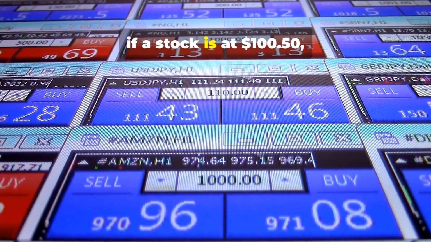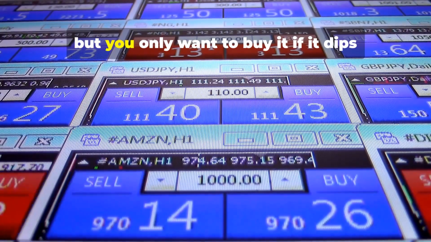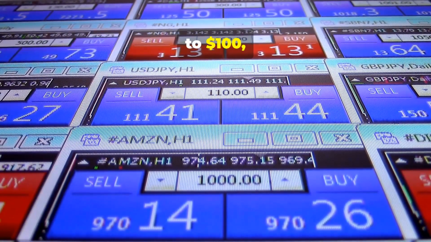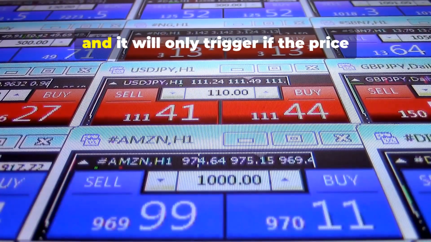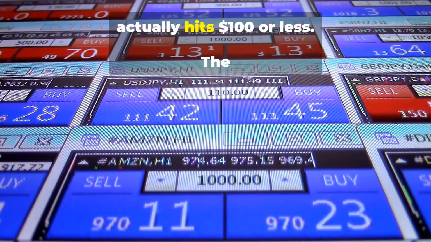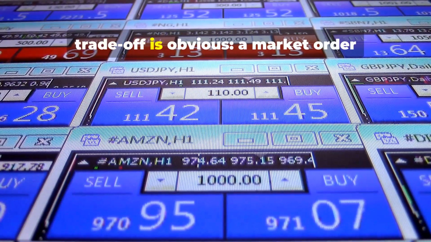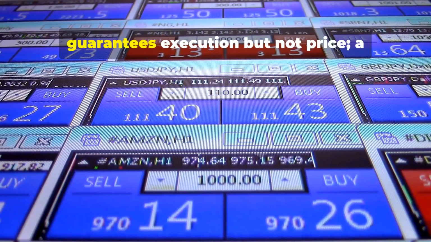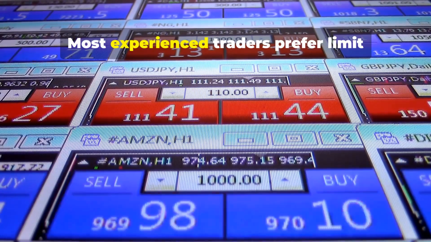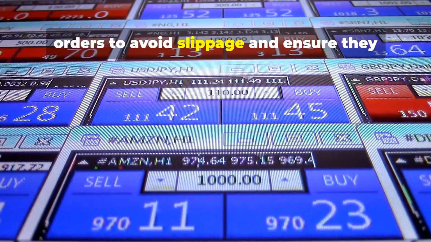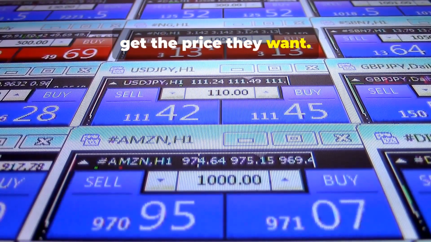If a stock is at $100.50, but you only want to buy it if it dips to $100, you set a buy limit order at $100. Your order will just sit there, and it will only trigger if the price actually hits $100 or less. The trade-off is obvious. A market order guarantees execution but not price. A limit order guarantees price but not execution. Most experienced traders prefer limit orders to avoid slippage and ensure they get the price they want.